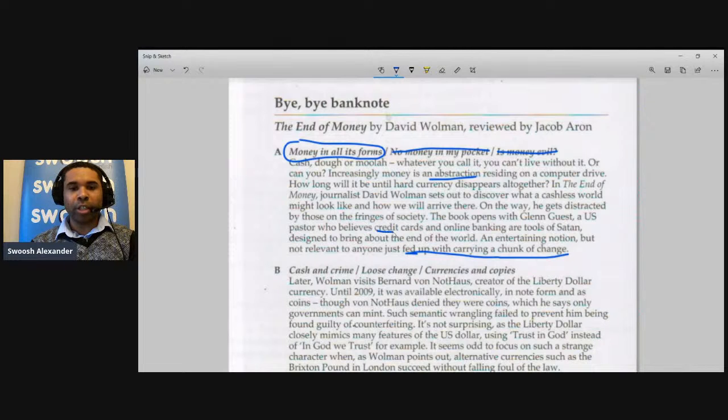And then also we've got other references to credit cards, and there's hard currency. So that would be the best answer, money in all its forms.